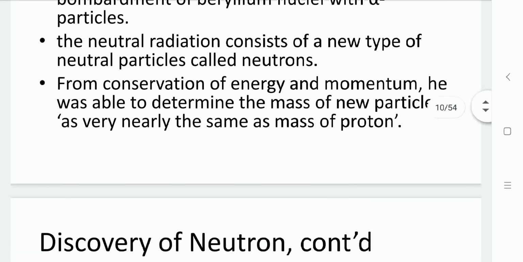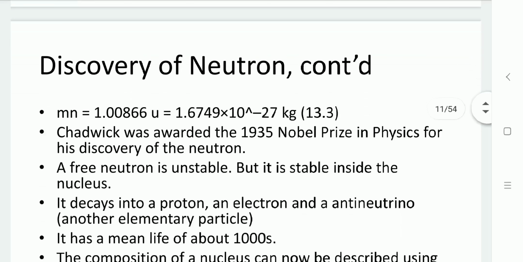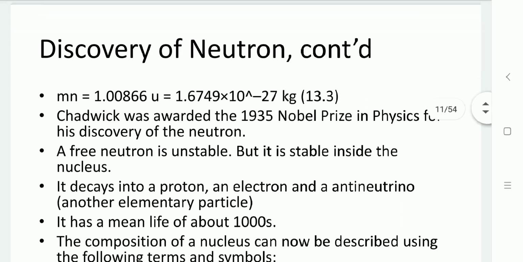So the mass of the neutron is 1.00866 atomic mass units, which is equal to 1.6749 × 10^-27 kilogram. This neutron was discovered by Chadwick, and based on the discovery of the neutron, Chadwick was awarded the Nobel Prize in 1935.